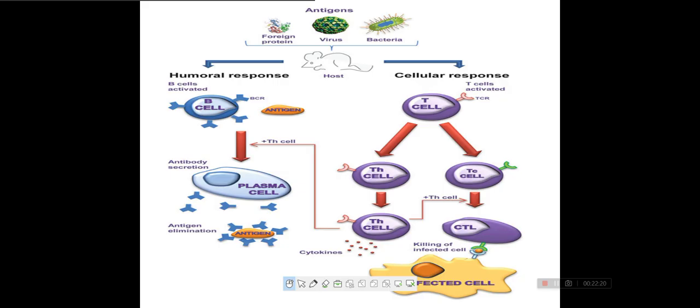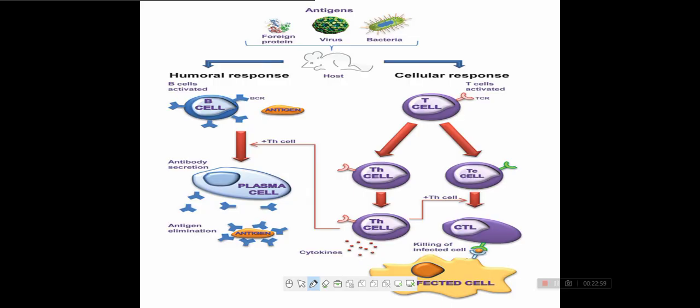Now, this is the antigen, right? In antigen, what is present? Foreign protein, virus, and bacteria. This antigen has two types of response: humoral response or cellular response. If the humoral response is present, the B cells will be activated. If the cellular response is present, the T cell will be activated, right?